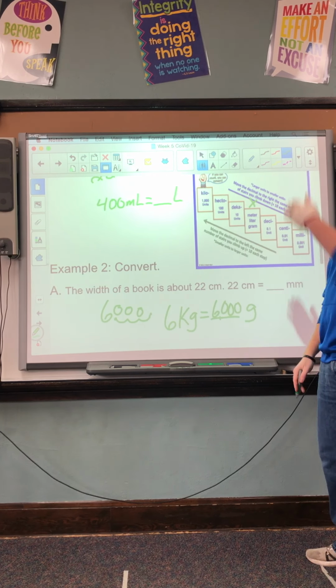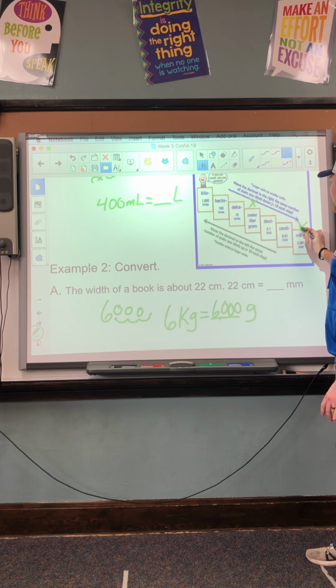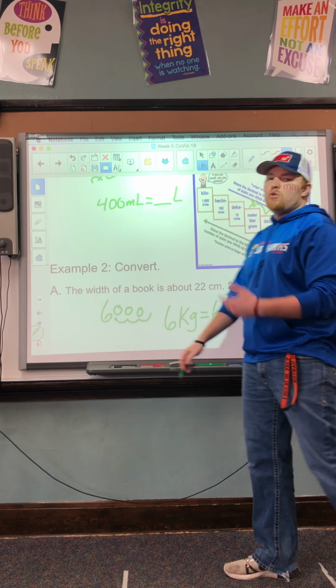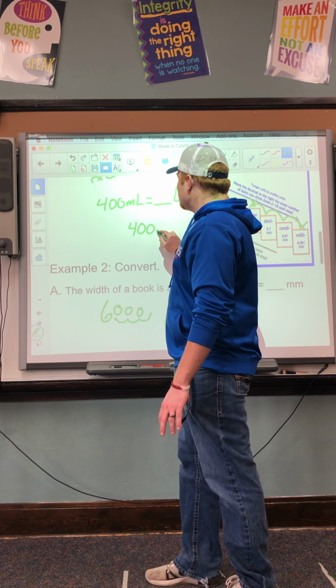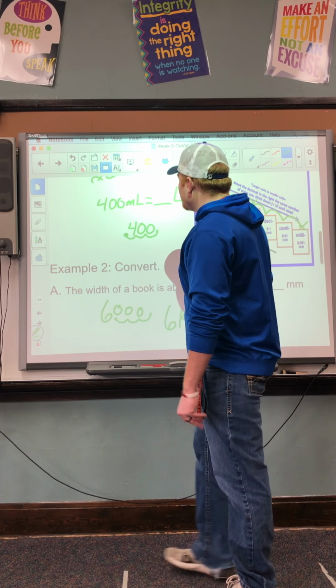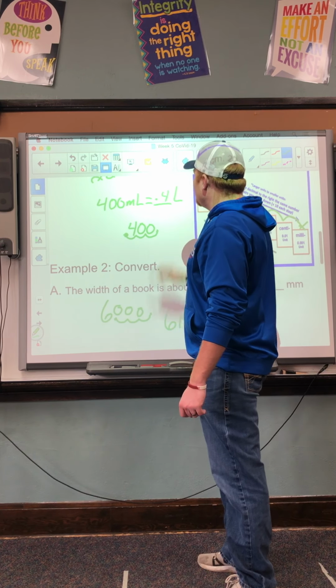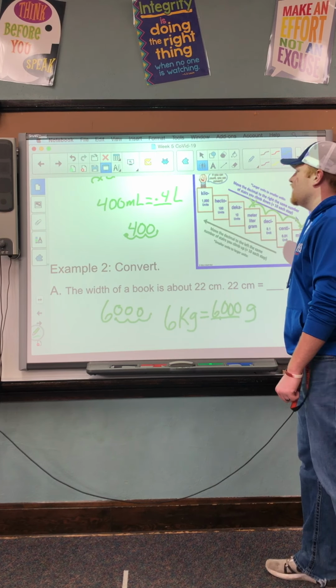So now we're going up. So now we're going to be moving our decimal to the left. So how many stairs is that? 1, 2, 3 stairs. So we have to move our decimal 3 places, or we have to divide by 1,000. So it'd be 1, 2, 3. So our answer would be 0.4 liters. Or you could put 0.400 if you want to, but the zeros don't represent anything.